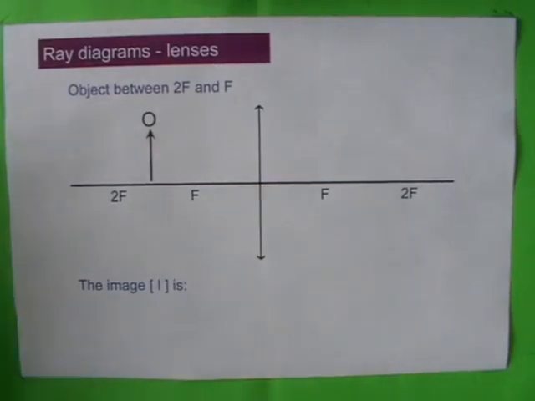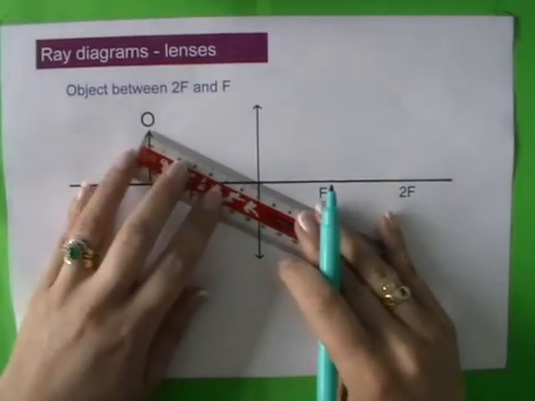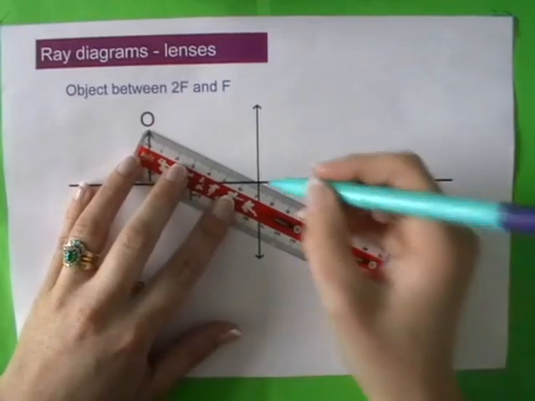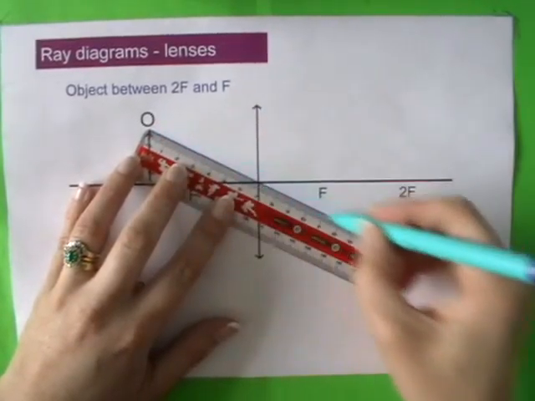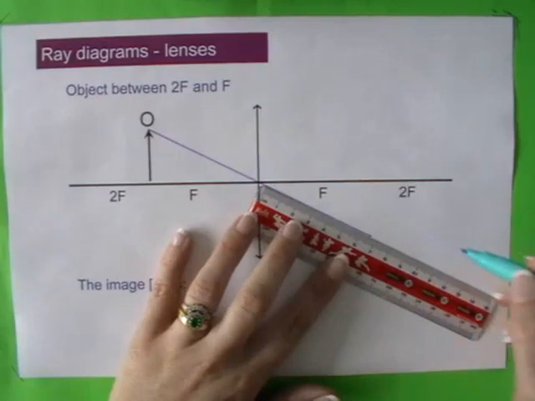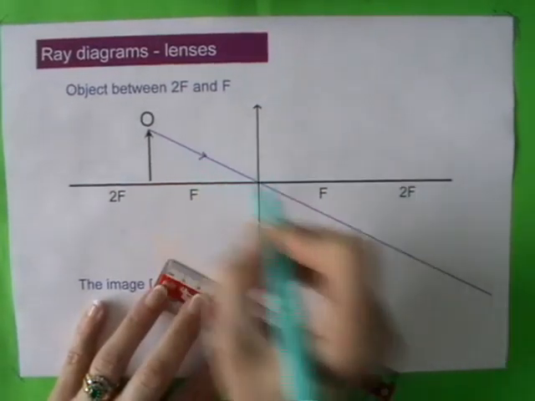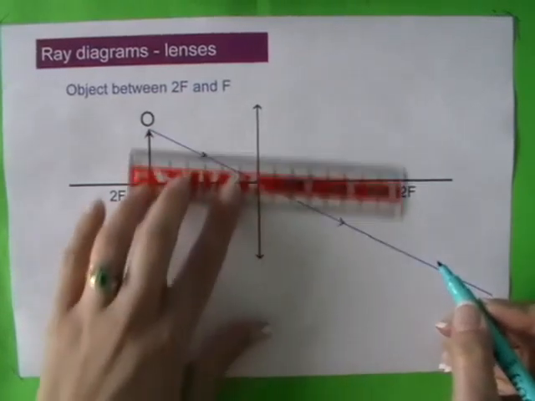We repeat the process then. We draw a ray from the very top of the object through the centre of the lens. We'll just continue that on. Remember, we must put an arrow on the ray.